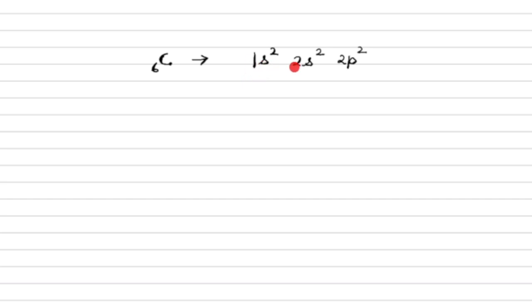So these numbers 1, 2, which you are seeing in front, are the main shells. What is this s, s, p? These are the subshells. And what are these numbers now? These are the number of electrons. So clear? If we are seeing the configuration, we should be able to read it.